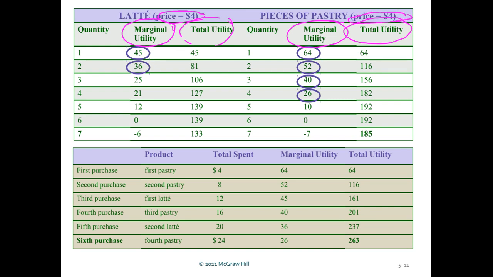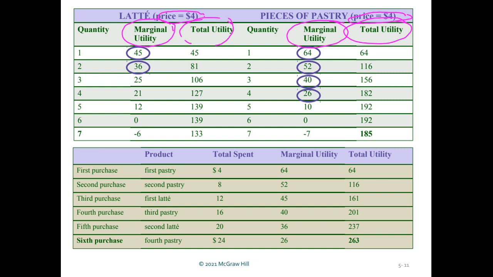Now I will ask this question to myself, or Anna asks this question to herself. Suppose you want to spend the first dollar out of $24. You can't buy anything for your first dollar because the price is $4. So if you spend the first $4 out of your $24, which product are you going to buy?